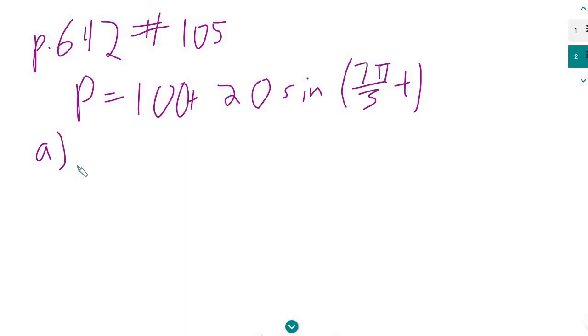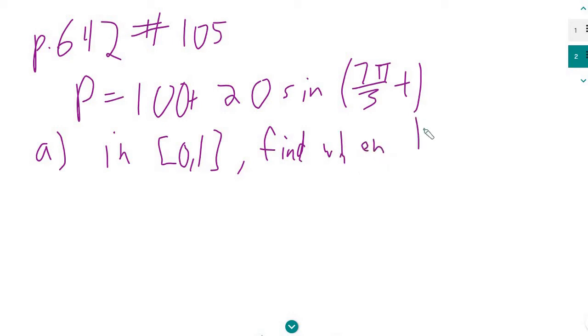Part A asks, in the interval 0 to 1 inclusive, find all the times at which the blood pressure is 100 milligrams of mercury. So basically, find when the pressure is equal to 100. So this is going to be just plugging in that P value to our equation and then trying to solve the equation for t, because we're trying to find when, which is the time that this happens, right?